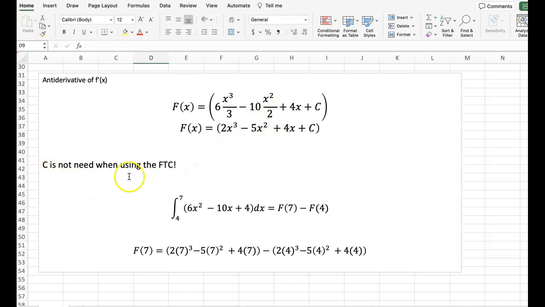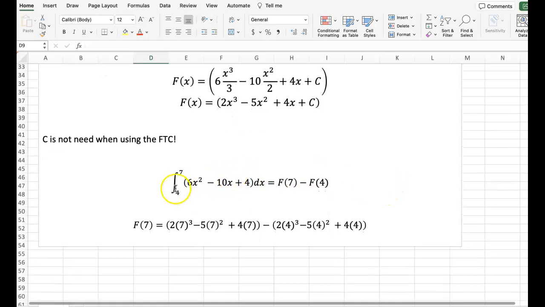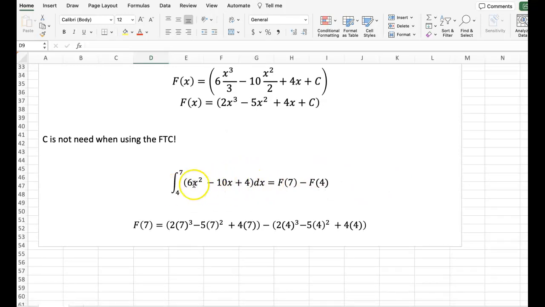And remembering that when we use the fundamental theorem of calculus, we're going to subtract. So with the c's, we'll subtract each other, so we don't actually need to put them in our problem when we use the fundamental theorem of calculus. And that is that the definite integral from 4 to 7 of this given function is going to be the antiderivative evaluated at the upper bound of 7 minus the antiderivative at the lower bound of 4.